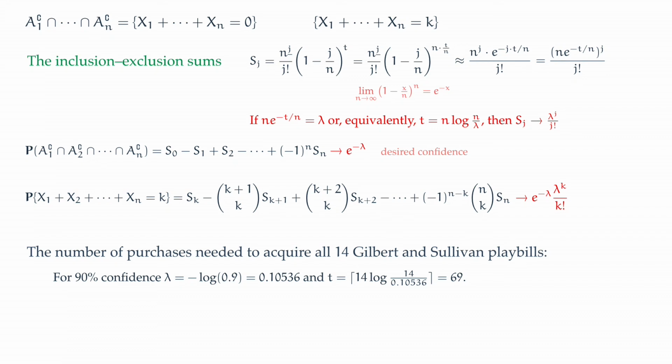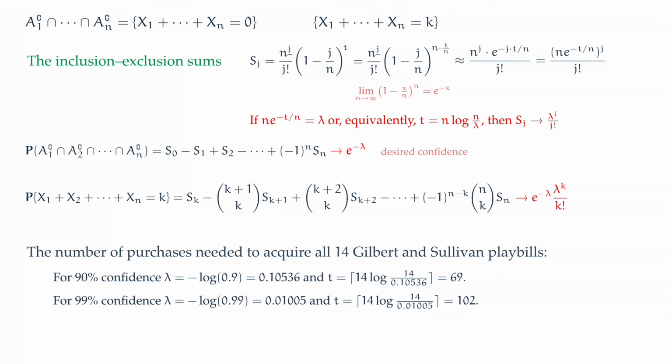What if I want a much higher degree of confidence? I am a Gilbert and Sullivan fanatic. I really want all of them. What if I want a 99% chance? How large will t have to be? If my confidence e to the power minus lambda has to be 0.99, then lambda is 0.01. T, n times log of n over lambda, with n 14 and lambda now 0.01, now clocks in at 102.